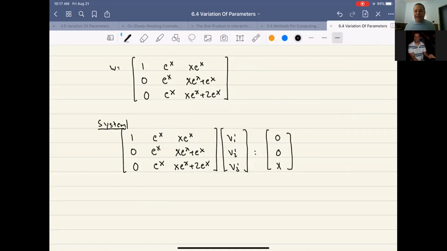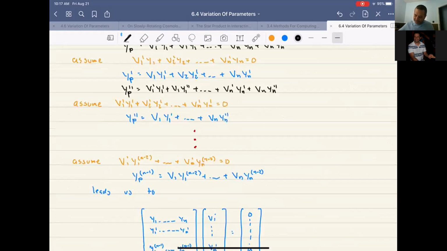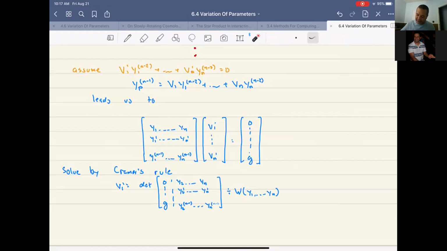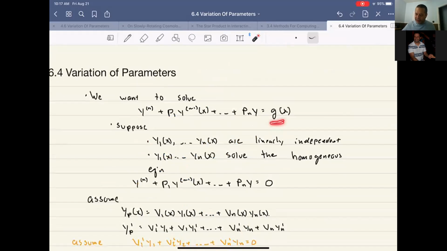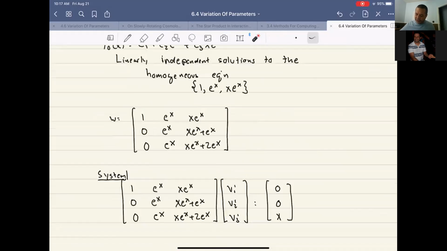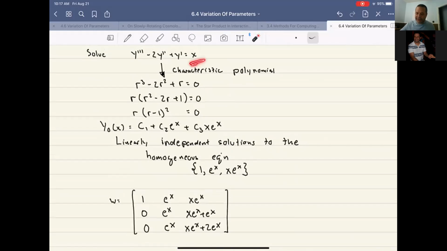Okay, so this is the matrix we're going to solve. This is this system right here. So the matrix with all the y's and y primes, y double primes up to y^(n-1), the v1 primes, and then this is the system of the forcing function. The forcing function here is x.